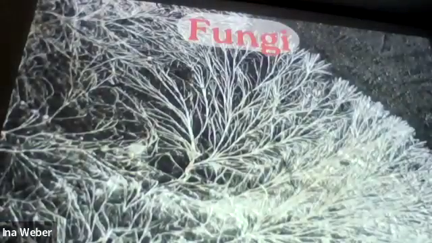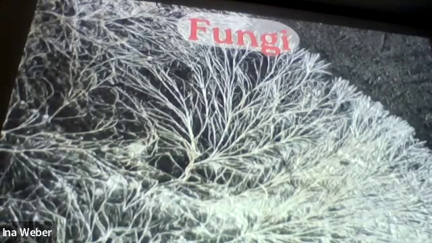So fungi are the other big members of this exchange with plants. Are people familiar with the ecto and endo mycorrhizal, or the idea of a mycorrhizal association with plants? Nope, not so much? Okay. This is a trip.